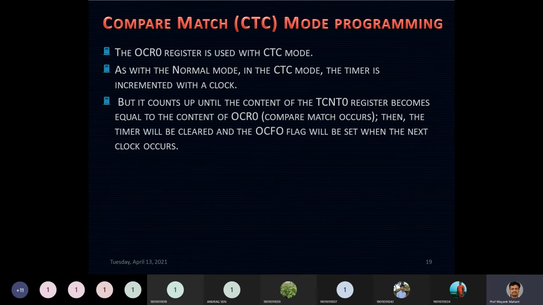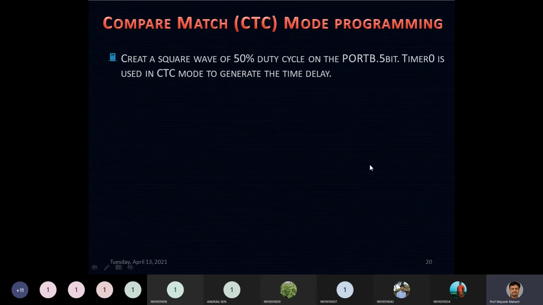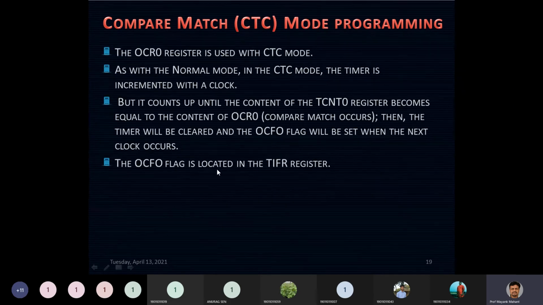This is the only point of difference between the CTC mode and the normal mode: it will count up every time with the clock, compare the value with your OCR register, and once it equals the OCR register, the TCNT register will become 0. This condition is intimated to the programmer by raising the OCF0 flag. The OCF flag is again located in our TIFR register. We have already seen that, so there must not be any query related to it.